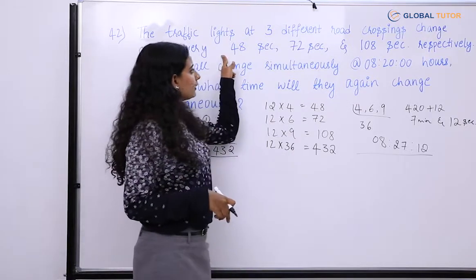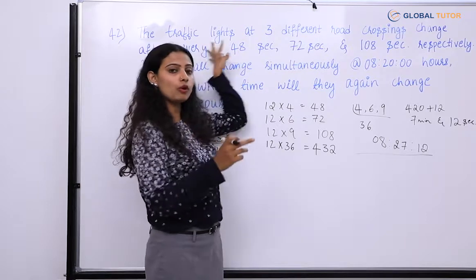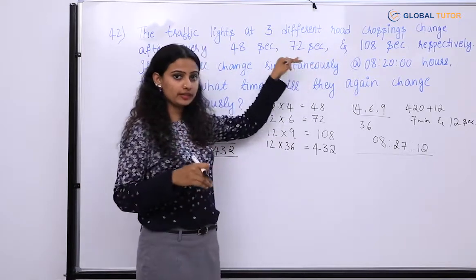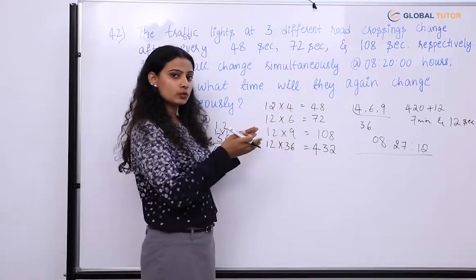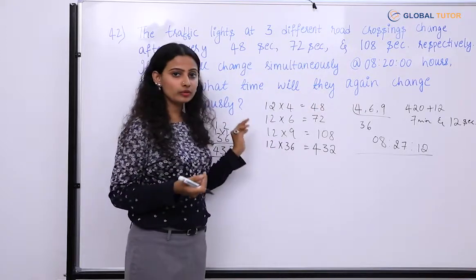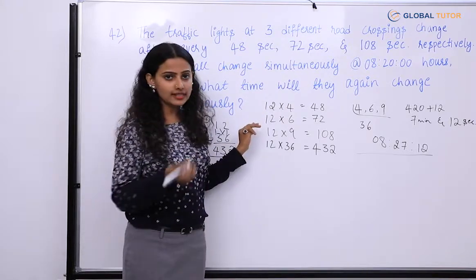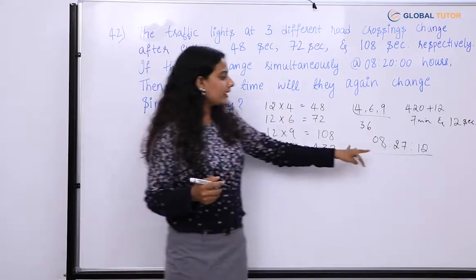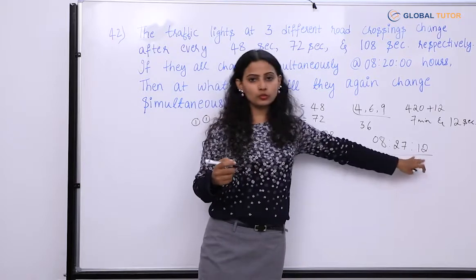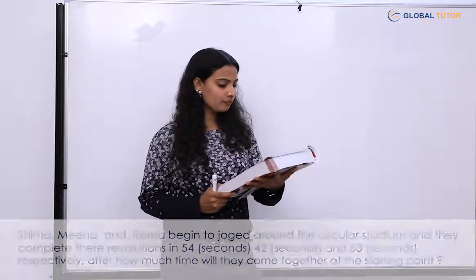So we have to first find out the common interval where all these will change simultaneously and then the earliest one. So that's why we took the LCM of these three numbers so that we could find out at what time they will all change again simultaneously, which is 8 hours, 27 minutes and 12 seconds. Okay, let's go through the next question.